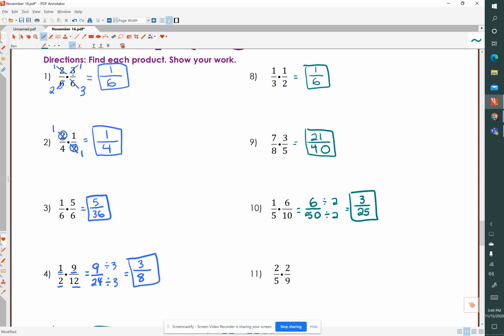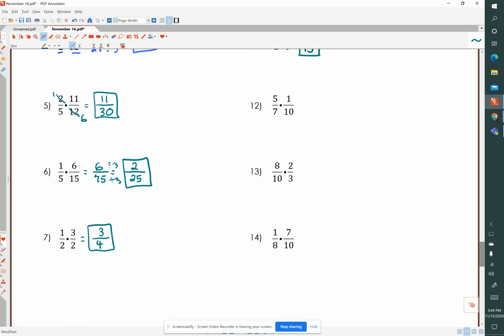And in the next problem, number 11, there's no simplification we can do. So we're going to multiply across. 2 times 2 is 4. 9 times 5 is 45. And as large as that 45 is, we cannot reduce it. So go ahead and try 12, 13, and 14 on your own.